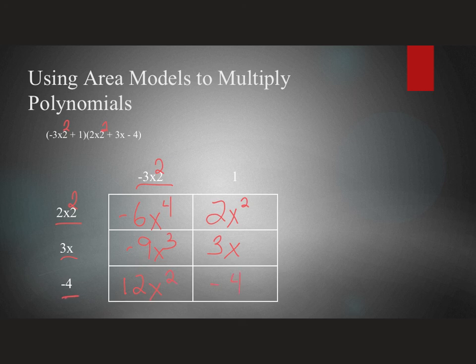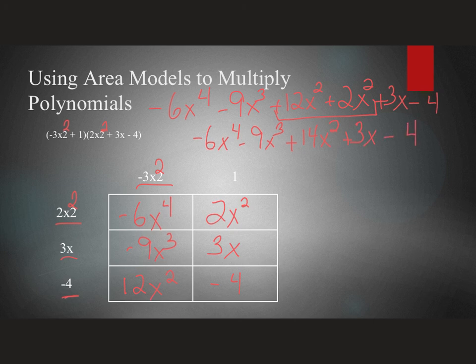Once again, I'm going to write them in descending order of degree, so my fourth power goes first. Negative 6x to the fourth minus 9x to the third plus 12x squared plus 2x squared plus 3x minus 4. I can combine my squared terms and that's it. So I get negative 6x to the fourth minus 9x cubed plus 14x squared plus 3x minus 4.